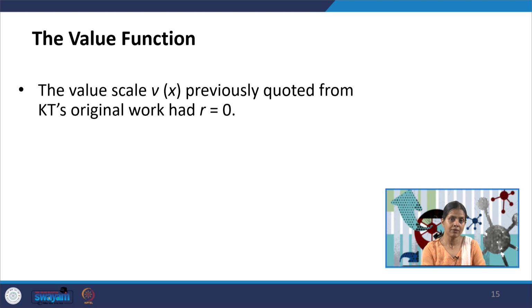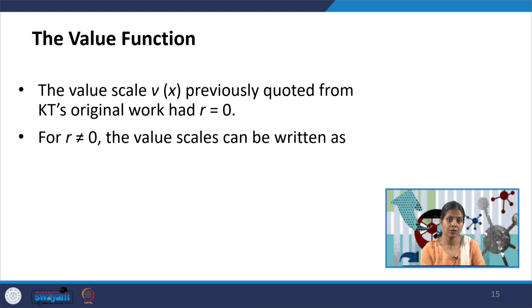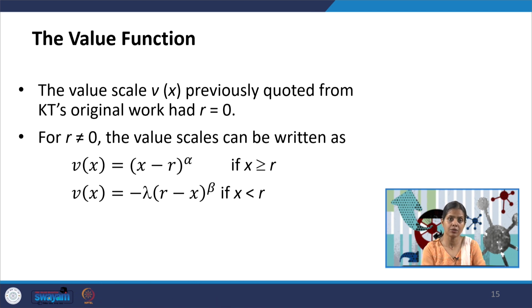The value scale V(x) previously quoted from Kahneman's original work had r equal to 0. For r not equal to 0, the value scale can be written as V(x) equals (x minus r) raised to the power alpha for x greater than or equal to r, and V(x) equals minus lambda times (r minus x) raised to the power beta if x is less than r.